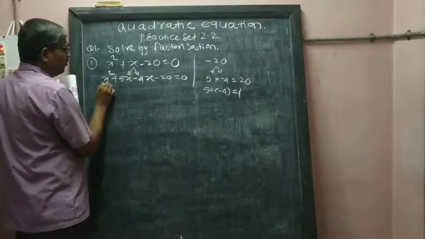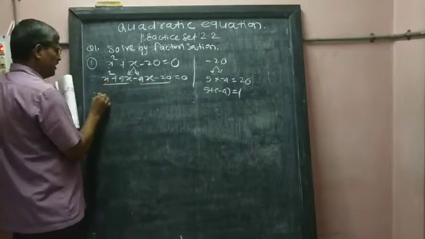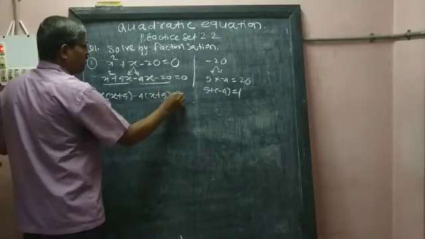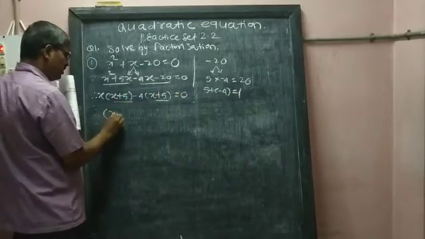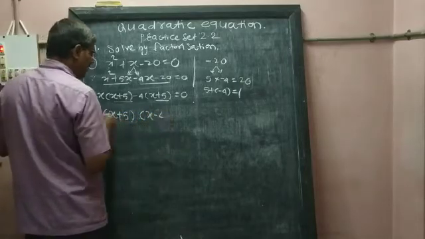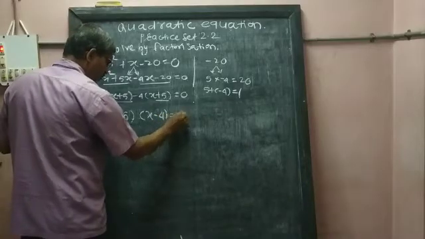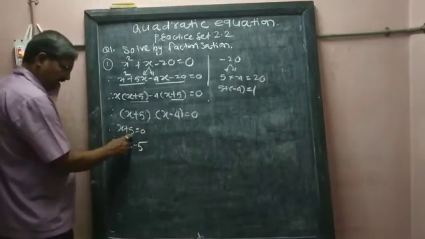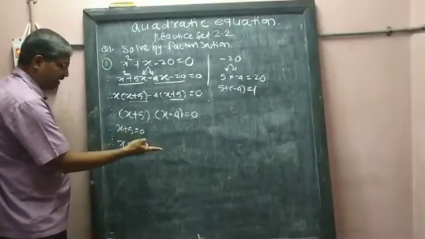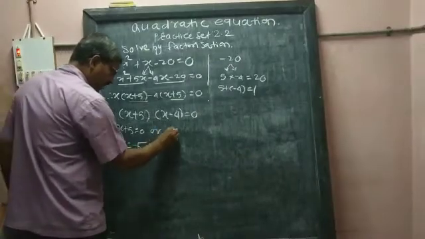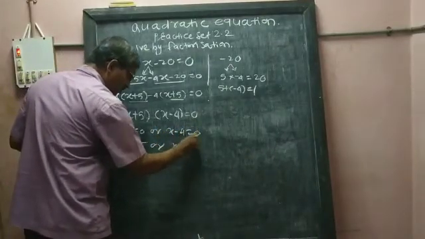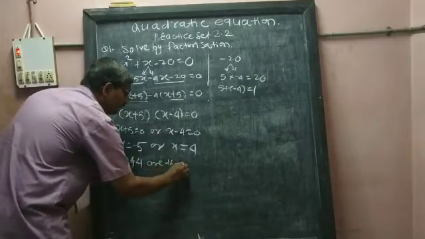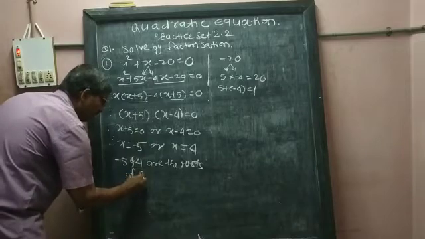Now make groups of two terms. From this, x is common, so x plus 5, and from the second group minus 4 is taken out, x plus 5. So x plus 5 in the first bracket, x minus 4 in the second bracket, is equal to 0. Now x plus 5 is equal to 0, therefore this plus 5 goes to the right hand side and becomes negative. Here write or, and x minus 4 is equal to 0. This 4 goes to the opposite side and x becomes 4. Therefore minus 5 and 4 are the roots of the given equation.